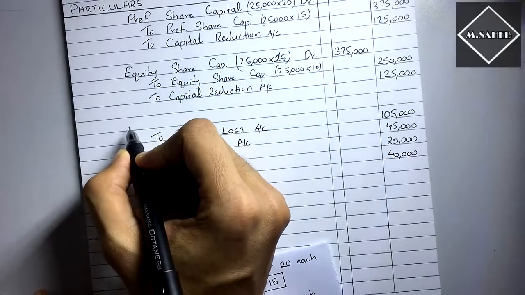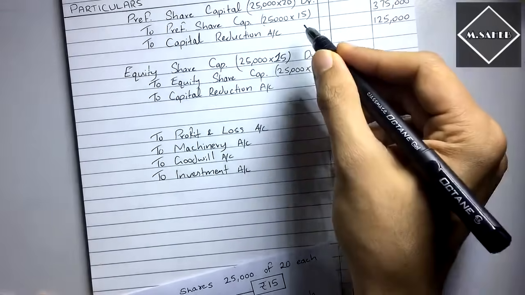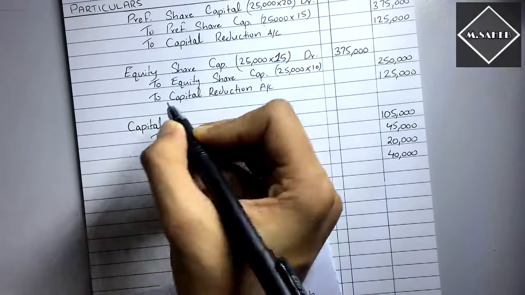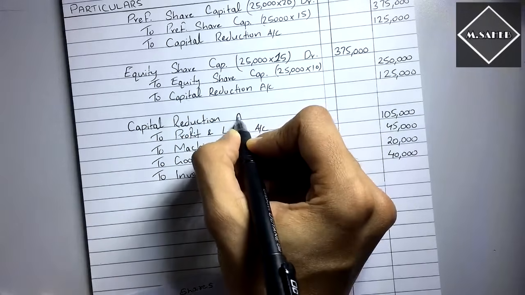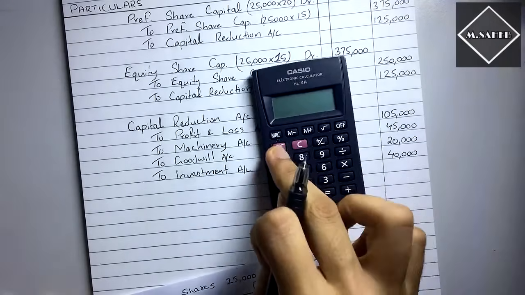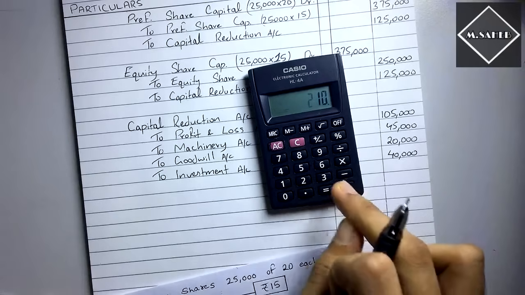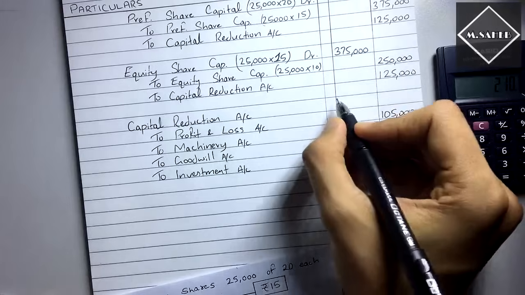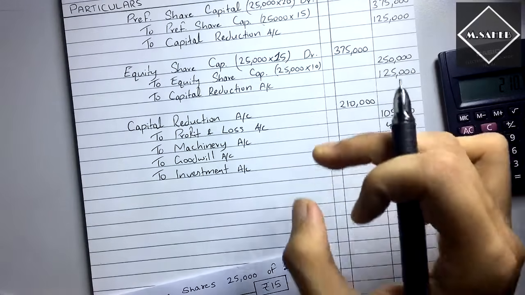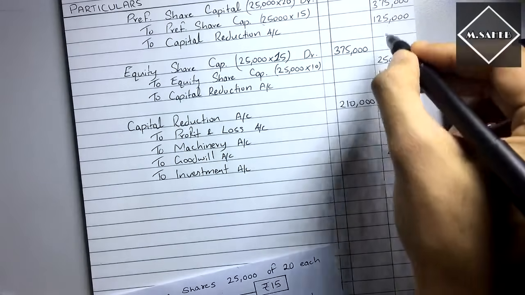Then here we will write capital reduction account. See, here all the gains were credited to capital reduction account, right? Now that capital reduction account will be used over here to write off all these losses, so capital reduction account will be debited. What amount? You will add all this: 1,05,000 plus 45,000 plus 20,000 plus 40,000 equals 2,10,000. So here you will write 2,10,000. This entry looks big, but it's very simple. All assets are reducing, so we credited them, and then we debited capital reduction account because we are using this temporary account to write off all these losses.